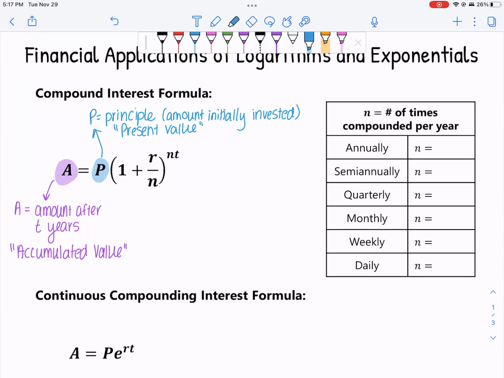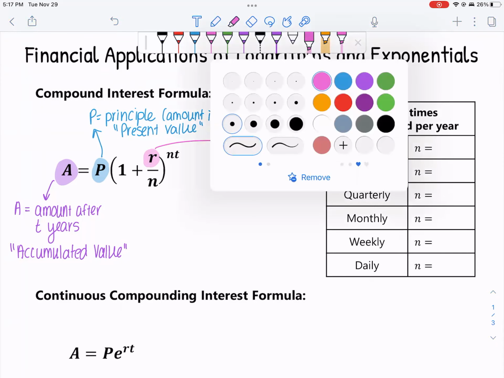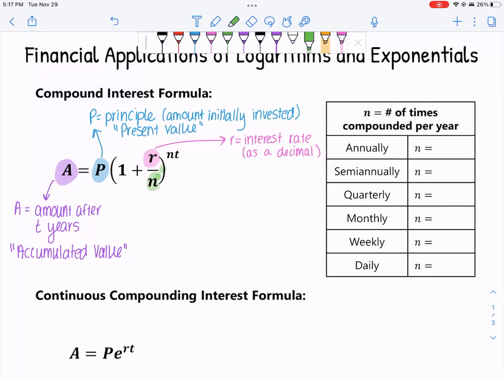All right. r is the interest rate given as a decimal. You do need to know how to turn decimals into percentages, or percentages into decimals, really. Both ways are important. But r is the interest rate as a decimal. n is the number of times per year that the account compounds.